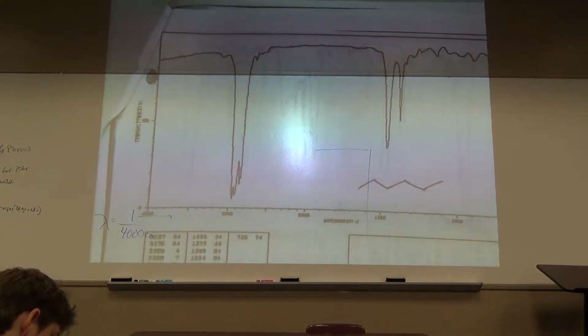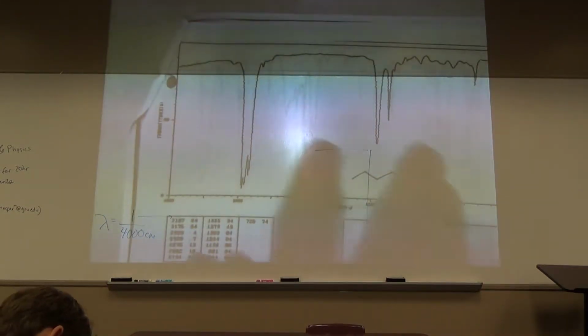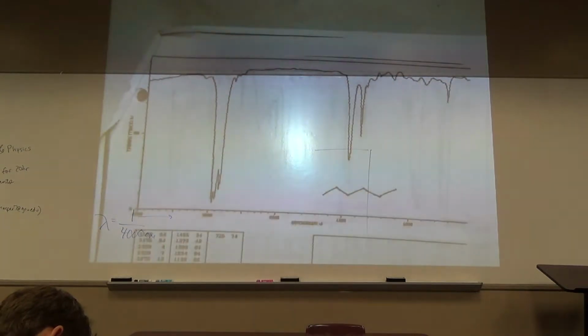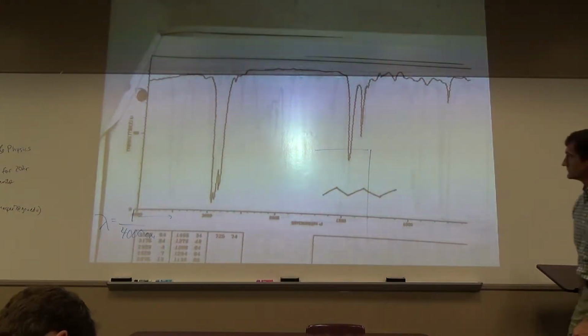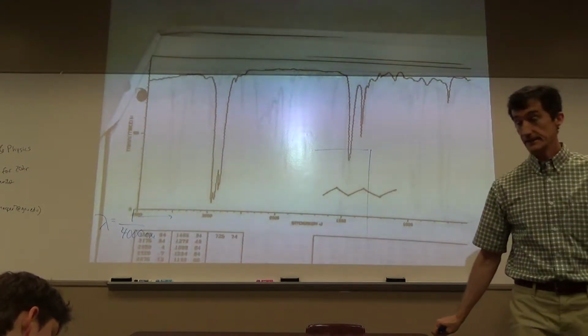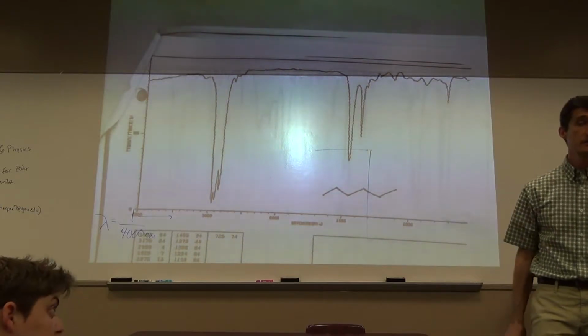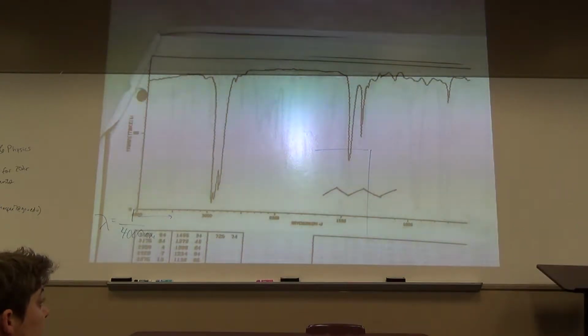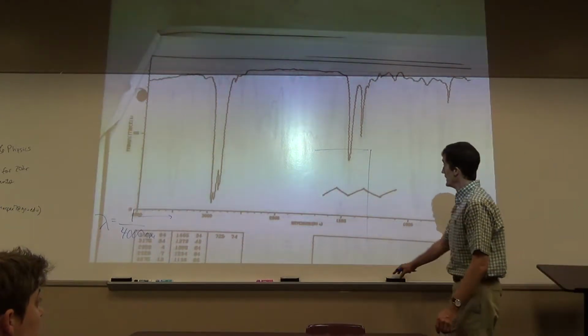Okay, so here's an IR. Anybody want to try to name that compound? It's got 6 carbons. It's an alkane. Hexane, yes. We'll do nomenclature a little bit later on. Hexane.